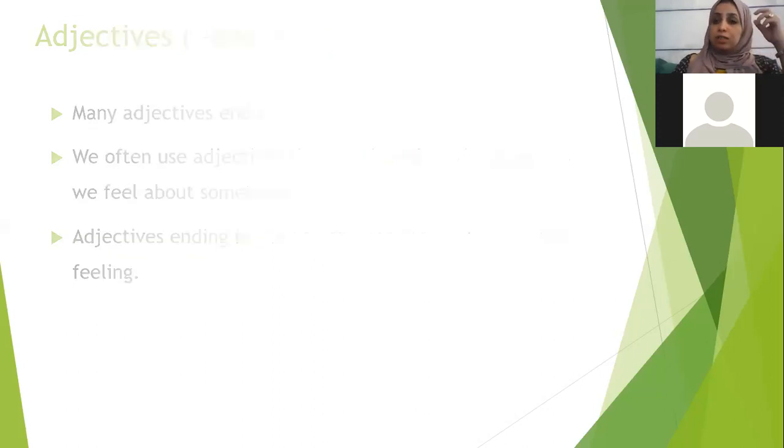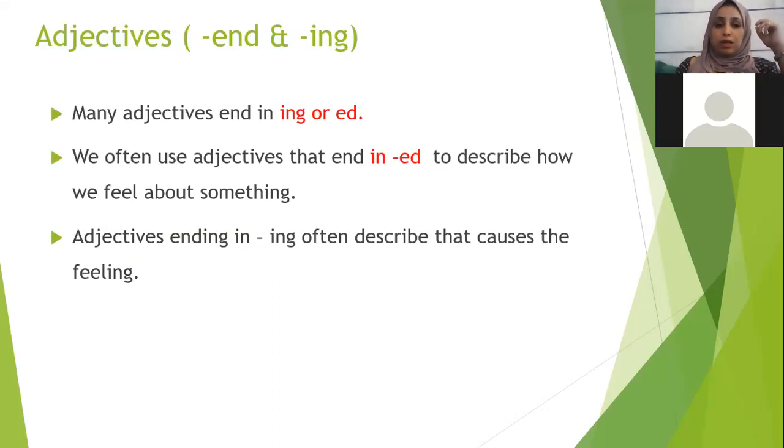So adjectives that end in ing, they describe the cause of the feeling. The ing, they describe the cause. While the ed adjectives describe how you feel about something. So what caused you to feel it, you use the ing. If you want to describe how you feel personally, you don't use the ing, you use the ed.